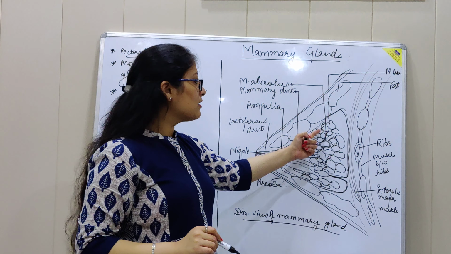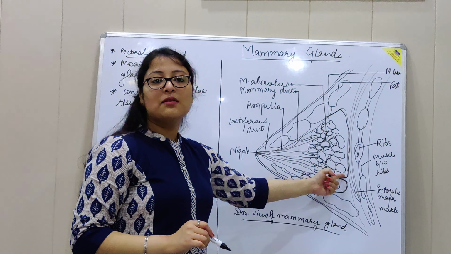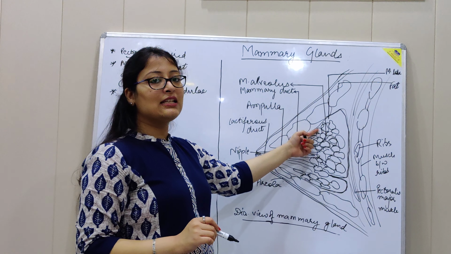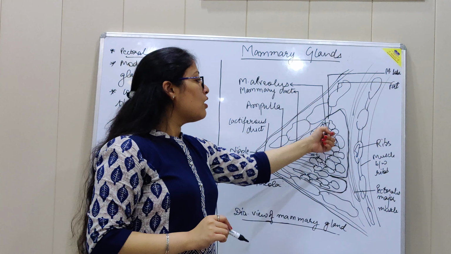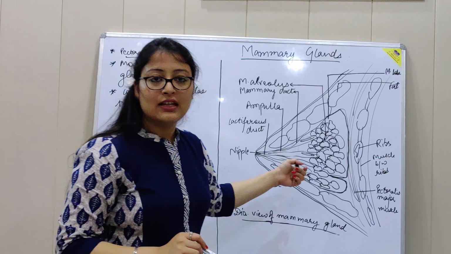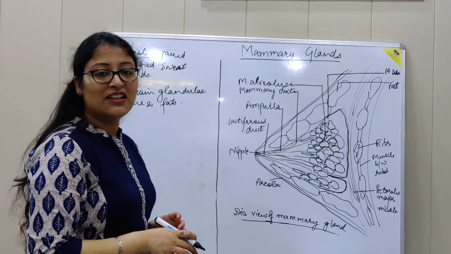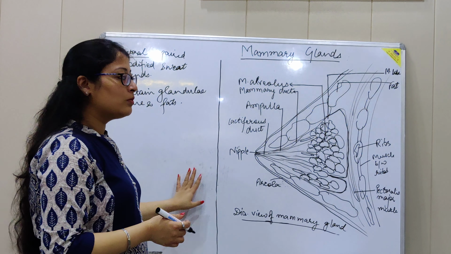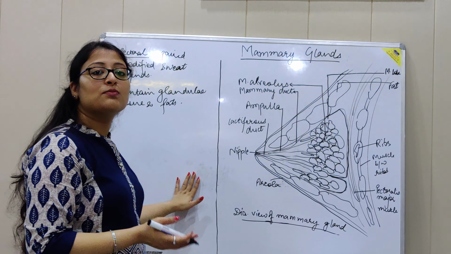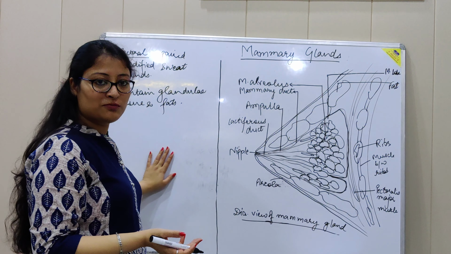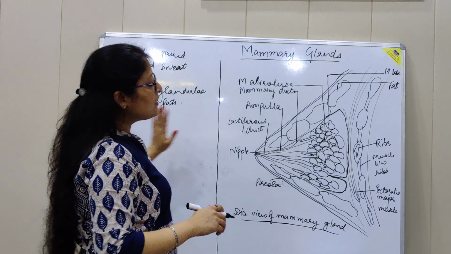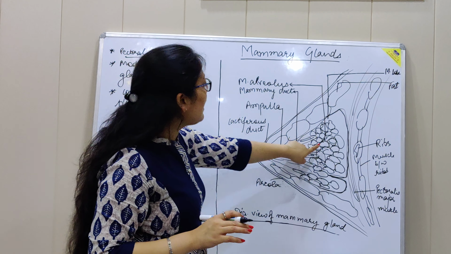I said there are mammary lobes that contain alveoli. Cells of the alveoli are stimulated by a hormone known as prolactin, which is responsible for the secretion of milk. The milk is then stored in the alveoli.